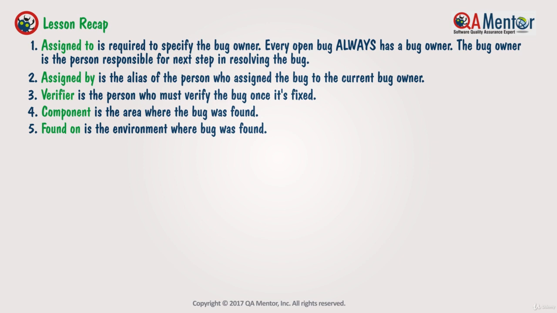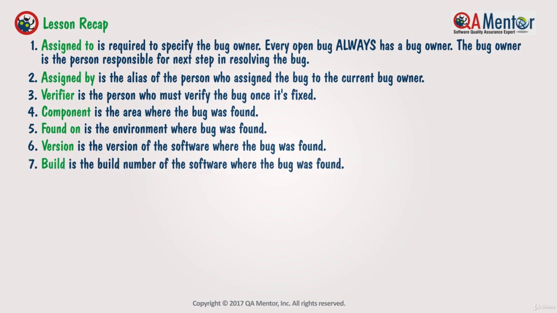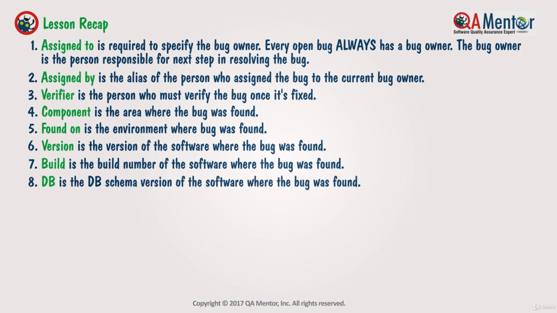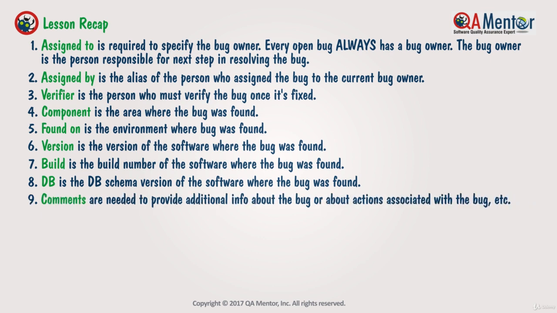5. Found on is the environment where the bug was found. 6. Version is the version of the software where the bug was found. 7. Build is the build number of the software where the bug was found. 8. DB is the DB schema version of the software where the bug was found. 9. Comments are needed to provide additional info about the bug or about actions associated with the bug, etc. 10. Severity is about the bug's impact on the software.